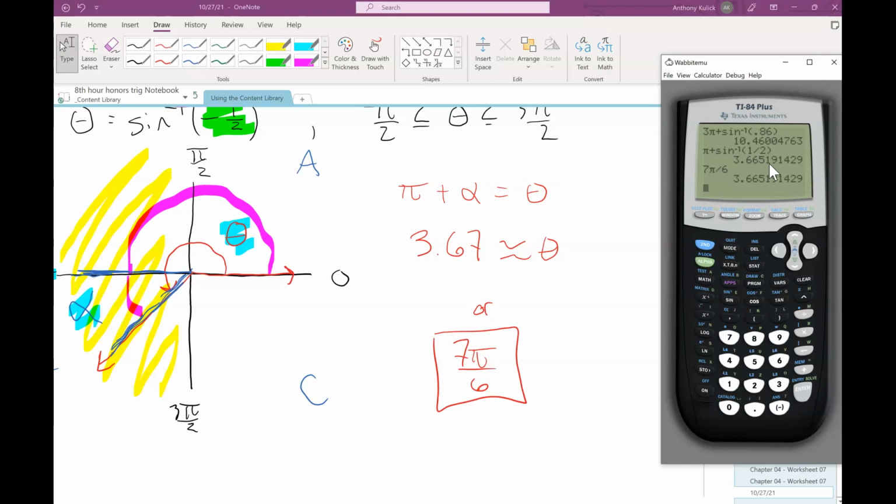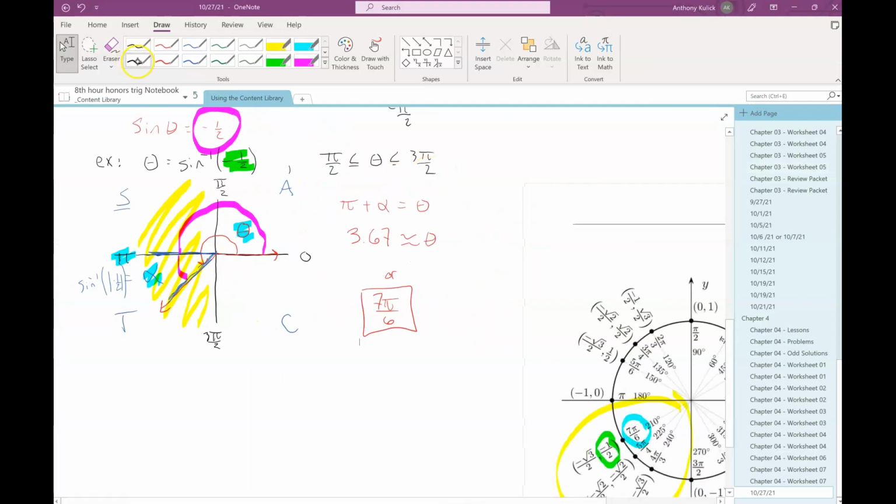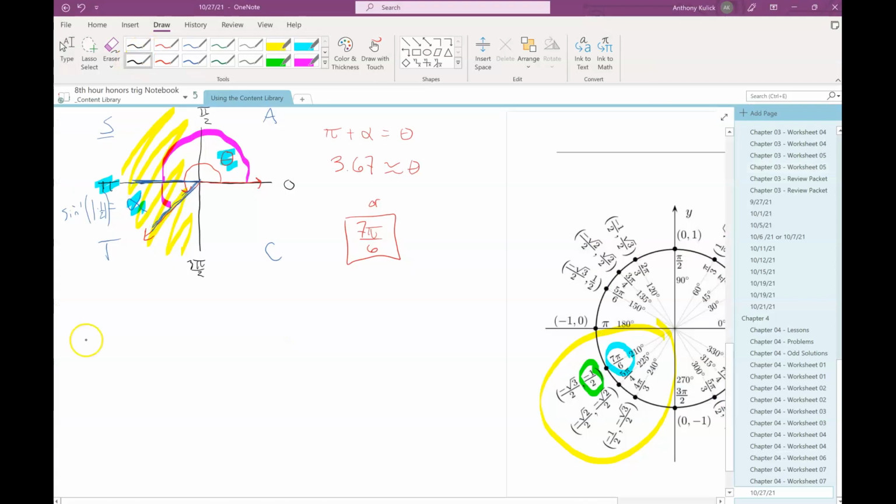Do you want to do another example here? Let's do another. All right. So let's say we're going to do sine of theta equals 0.125 where 5 pi over 2 is less than or equal to theta, which is less than or equal to 7 pi over 2.